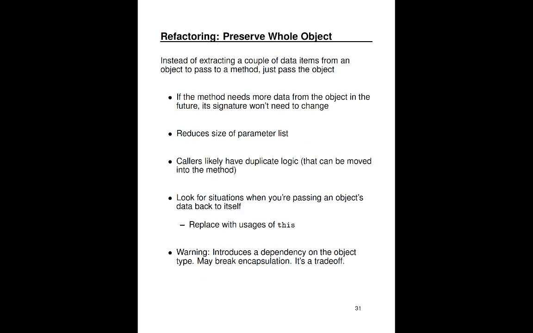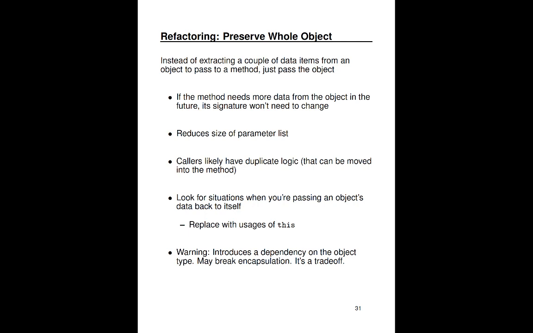Now, the preserve whole object refactoring is for a specific scenario where you have a value object already that contains several pieces of information. And when you have a method call that maybe takes 3 parameters, you ask that value object for those 3 parameters and then you pass them in. Because there's already an object that has that data, it might make more sense, instead of passing those 3 pieces of data in, to pass the entire object in. As a result, once again, you've reduced the size of the parameter list.